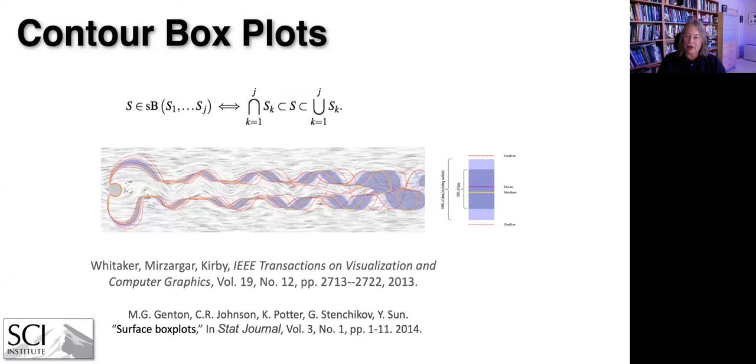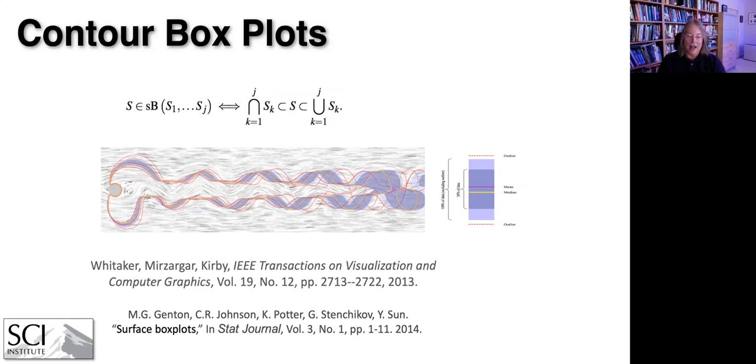On the right, you see Tukey's box plot, which is the most used way of understanding uncertainty, and extending it to higher dimensions. What you see in the image there is the flow past a cylinder. It's a very classic CFD computation and experiment where it starts to go into these turbulent vortices. If you can understand the Tukey box plot to the right, you can understand the contour box plot that you see there.